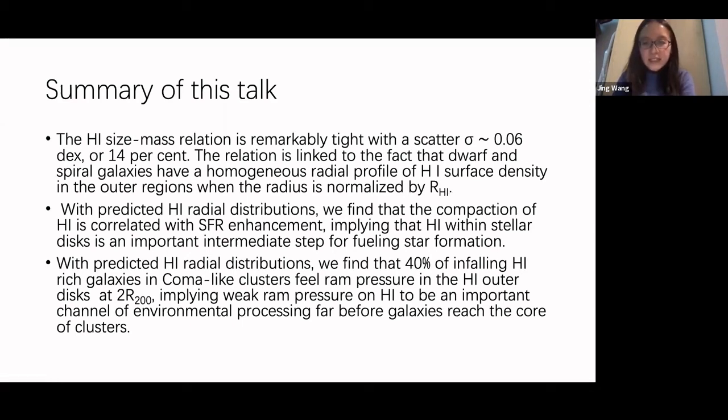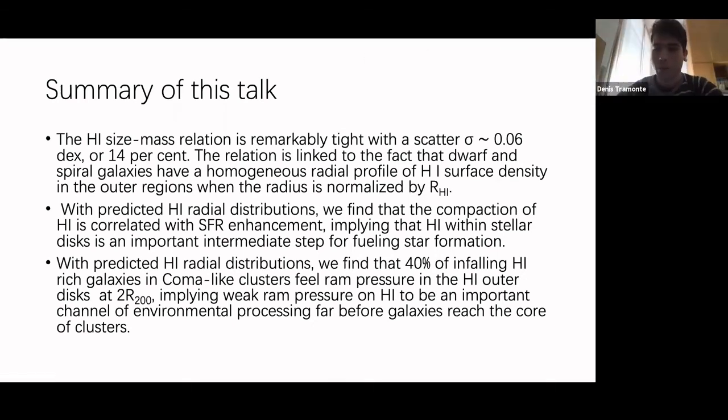And we use these facts to predict the HI surface densities based on single-dish measurements. And with the predicted HI radial distributions, we found that the filling of the inner HI is an important quantification to understand the quenching of star formation in galaxies. And also with the predicted HI radial distributions, we found that a significant number of infalling HI-rich galaxies in massive clusters suffer from ram pressure stripping far before they reach the core region of clusters. That's my talk. Now I'm ready to take questions. Thank you.